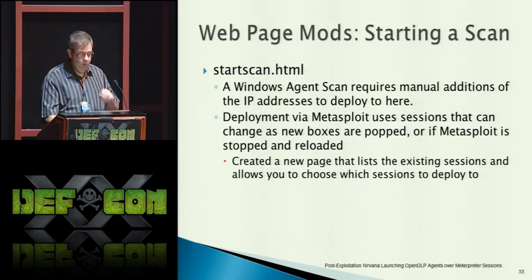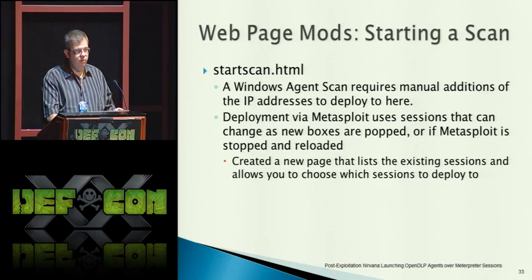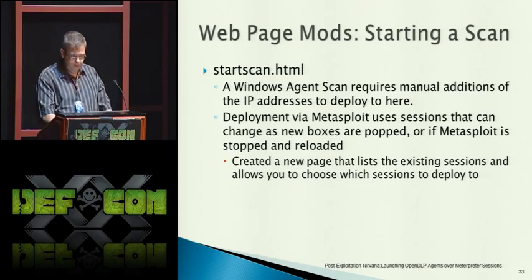Well, deployment with Metasploit uses sessions. And those sessions aren't like IP addresses. They can change. If a box loses connection and you have to repop it, the session ID is going to change. And we can't use it by IP address either, because you might have several different exploits running on a particular IP address, but only one of them is suitable to use for deployment. You have to be able to get system with that exploit.